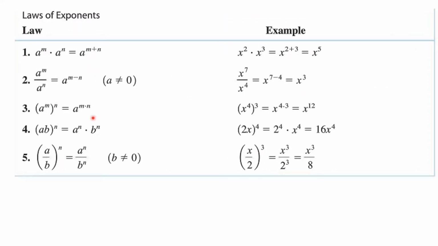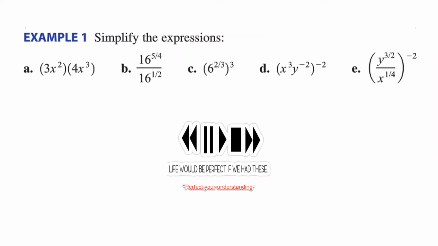We have laws of exponents. If we multiply two expressions with the same base, you add the exponents. If you divide two expressions with the same base, you subtract exponents. We have product rules that work these ways and quotient rules that work this way.